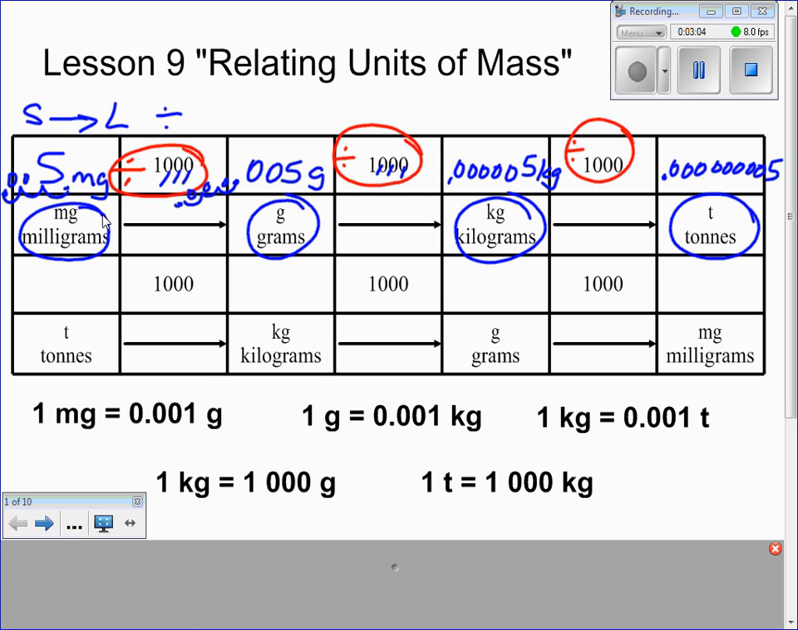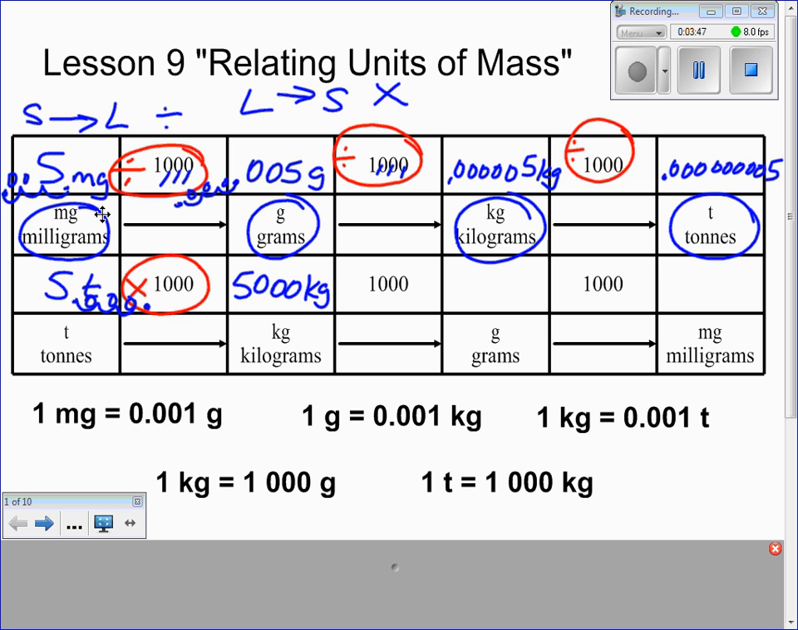We can do the same thing in reverse. If we start with 5 tons, remember when I move from a larger unit to a smaller unit, I multiply. When I do that, I'm going to multiply my 5 tons times 1,000. So when I multiply, I'm going to move my decimal point 3 places. 1, 2, 3. So I'm going to fill in my zeros. So 5 tons times 1,000 gives me 5,000 kilograms.